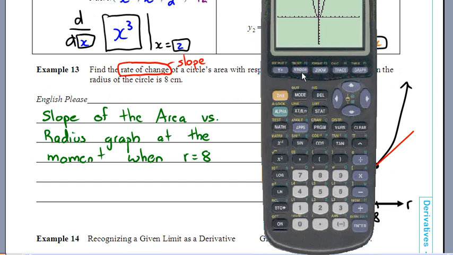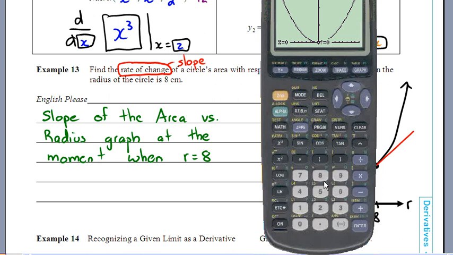If I really want to see it, I can go to my window and say, hey, my y-axis, I have to get way up to, well, I know it's past 200. So how about we go up to 300, tick marks every 100. Okay, so there's the graph, and I want to know when you're over near 8, what's the exact slope? I'm just going to ask my calculator. So sometimes we're going to do this.